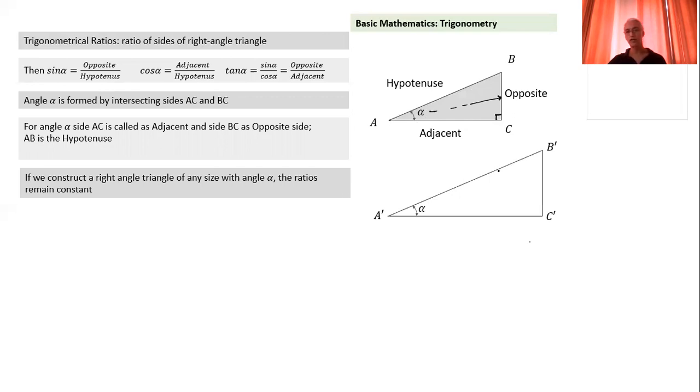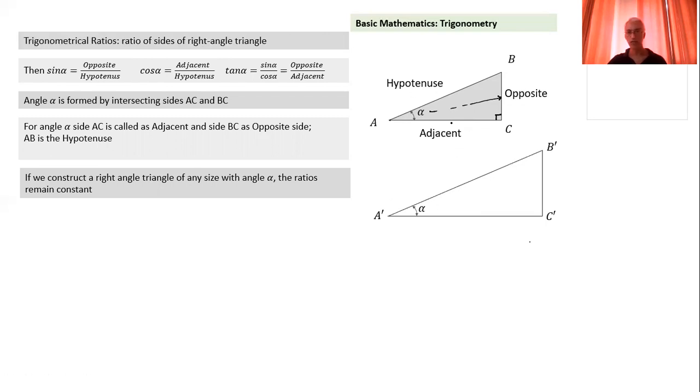Suppose we construct another triangle, keeping the angle the same. So this angle is the same here, but the size of the triangle is not the same, and hence the lengths of the sides are not the same. Here also you can calculate sine alpha. Here also you can calculate sine alpha. Will it give the same ratio or a different ratio? Think in your mind. Angle alpha is the same.